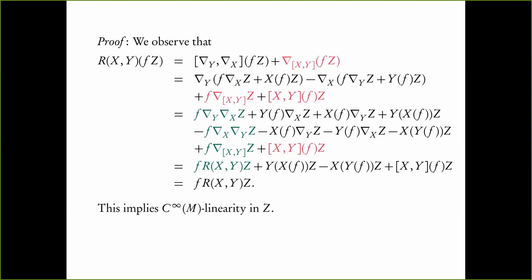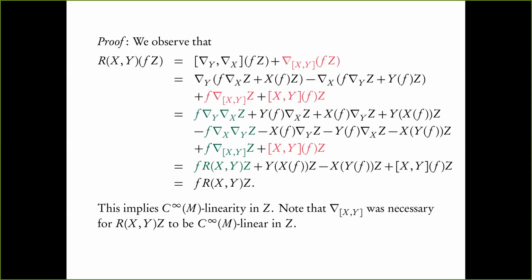Okay, so this implies what we wanted. And yeah, so I already made this remark that the last term nabla bracket xy is necessary for the Riemann curvature to be C infinity M linear in the last variable. Okay? So of course, now if you restrict everything to the point p, it's clear that R of xp, yp, zp is linear in zp, because it's C infinity M linear. So in particular, you can take the constant function, for example.